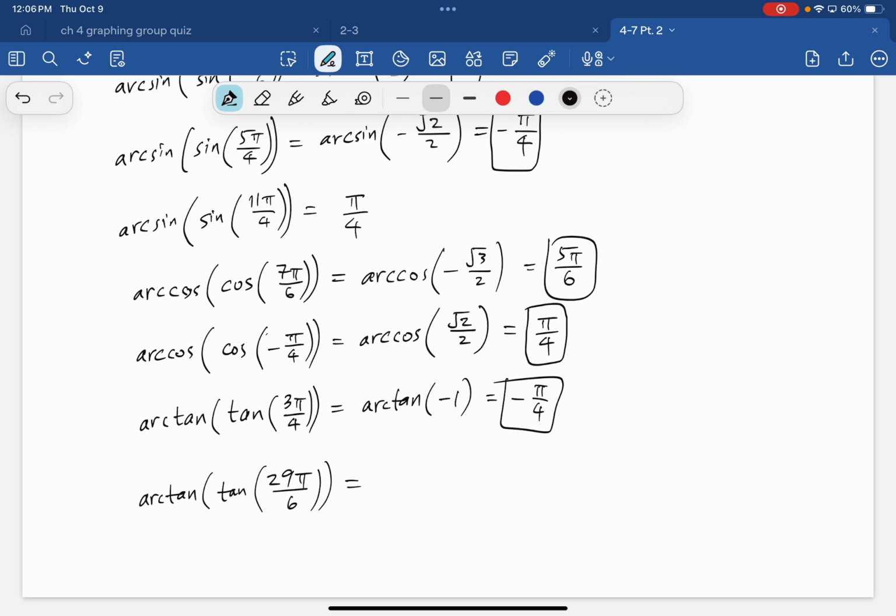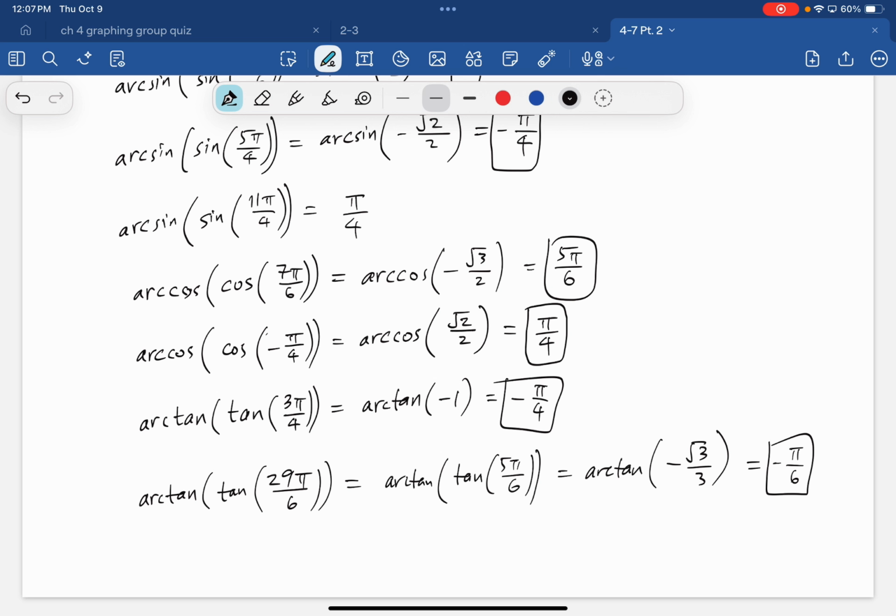So this tangent, yeah, negative pi over 6, this is true. And then tangent 5 pi over 6 is minus root 3 over 3. And then arctangent of minus root 3 over 3 is minus pi over 6. I did go through that a little quickly, but you can check that for yourself.